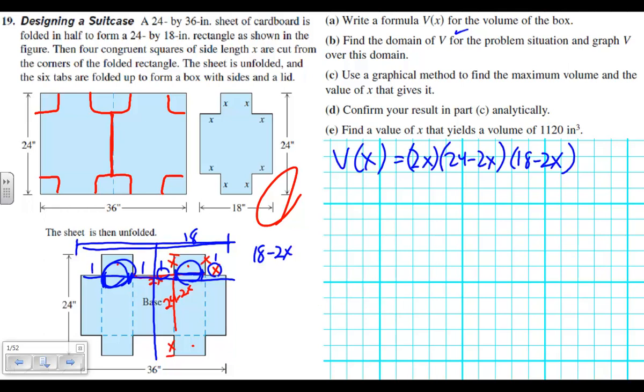What values of x make sense in this? Well, I'm going to say that x certainly has to be greater than or equal to 0. But what's the largest value that would make sense? Well, I'm going to look at this part here, and I'm going to say, you know what? If x is bigger than 9, all of a sudden I'm getting a negative value out of that dimension, and that certainly wouldn't make sense. So, x is less than 9.